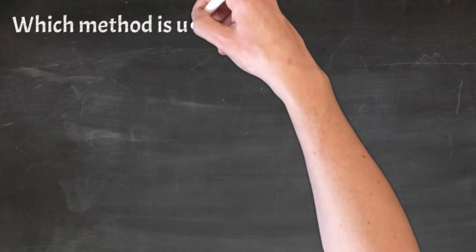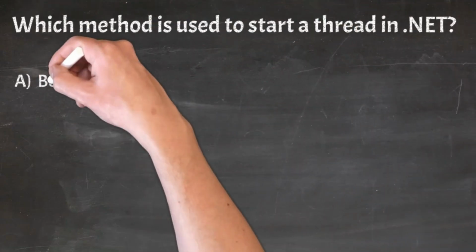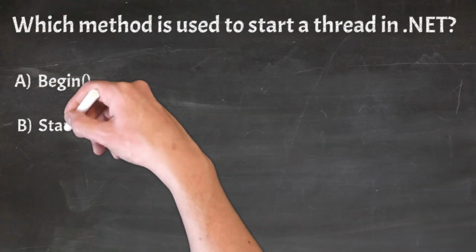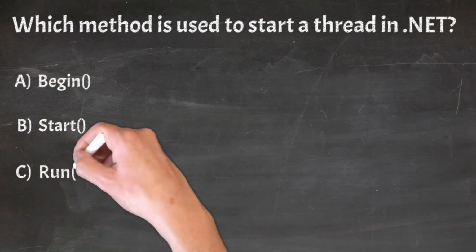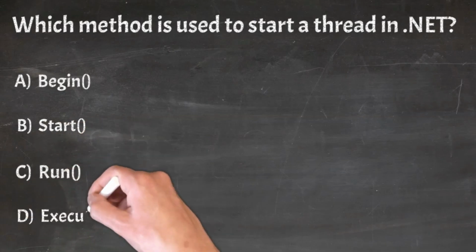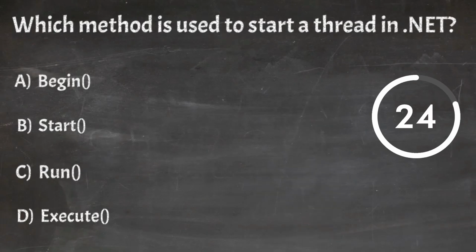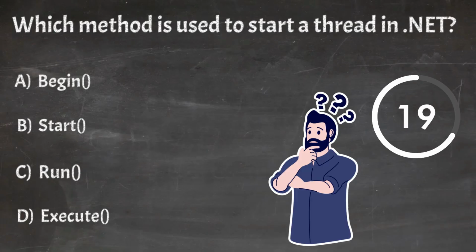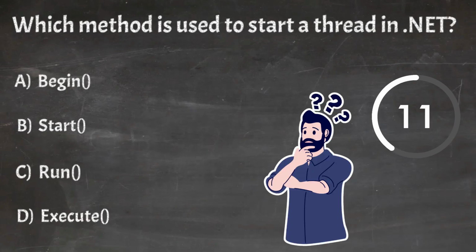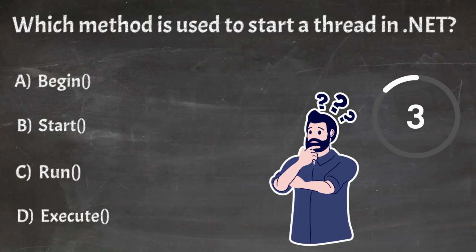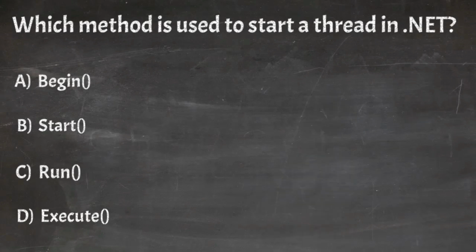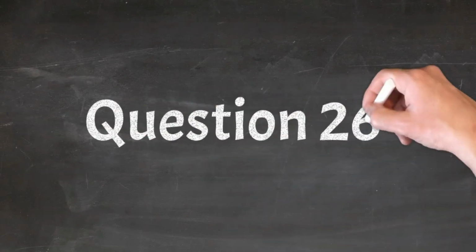Which method is used to start a thread in .NET? A. Begin. B. Start. C. Run. D. Execute. Correct answer B. Start. Question 26.